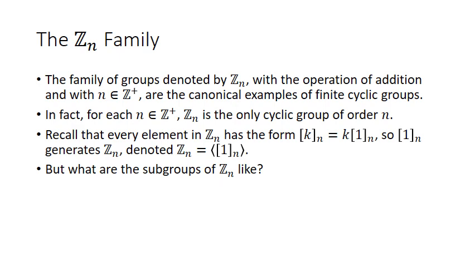And I'd like you to recall that every element in Zn has the form [k]_n, and that can also be rewritten as k times [1]_n. So what that means is that [1]_n is the generator of Zn. We denote that Zn equals angle brackets [1]_n. We know that already about Zn, but what we are going to investigate in this section is what the subgroups of Zn are like. So let's get into that with the next activity.